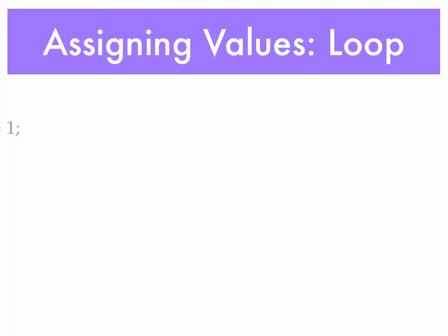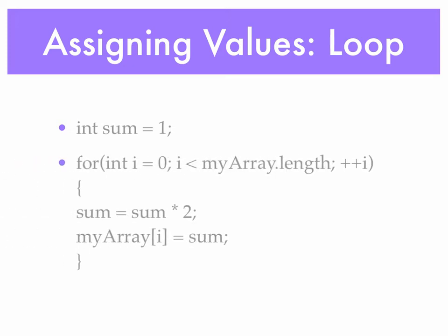It's very common to use a for loop to assign values to an array. So here I've declared an int called sum. I gave it a value of 1. And here's a for loop. And a for loop's perfect for this because I know how many times I have to iterate through. The number of times I'm going to iterate through will be the number of items that I have in the array. So my loop wants to execute that number of times.